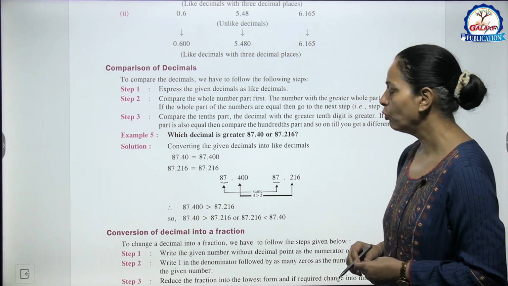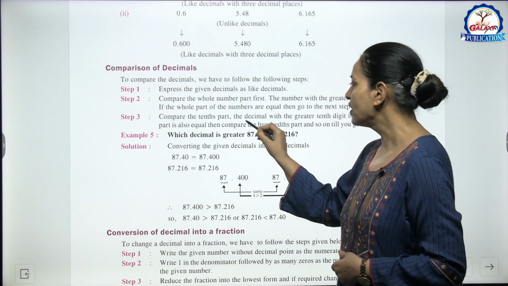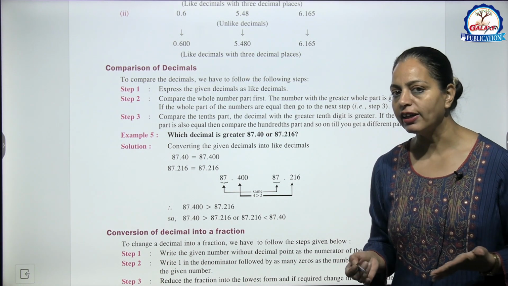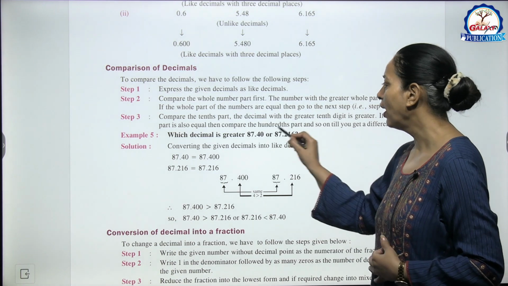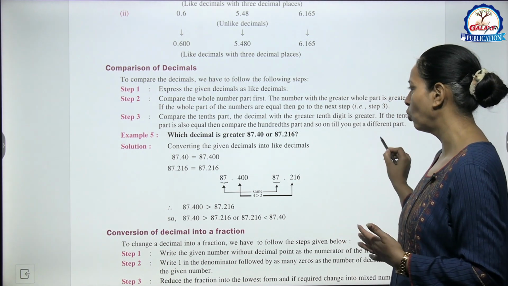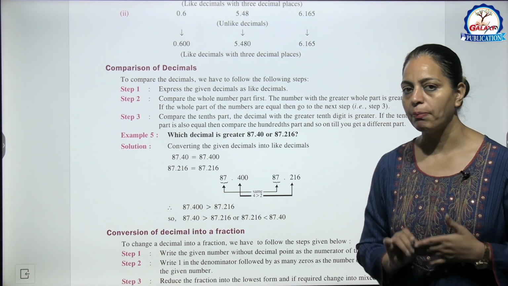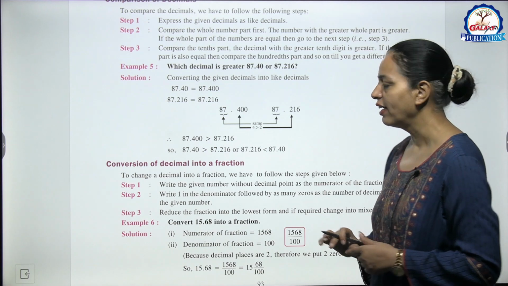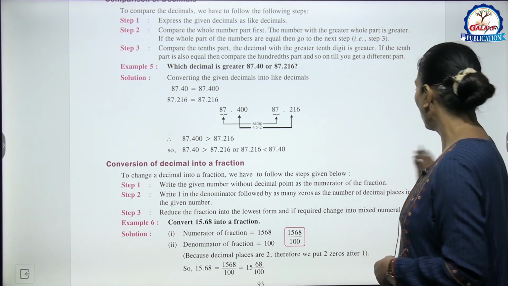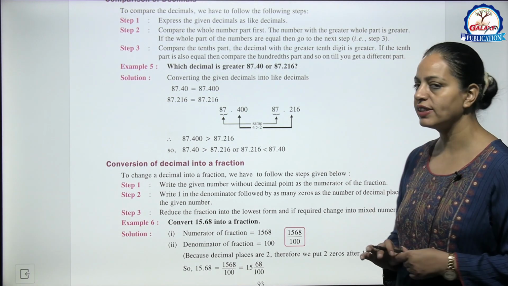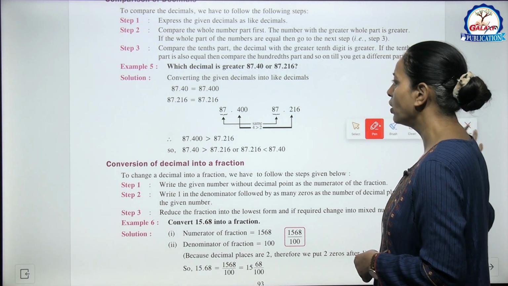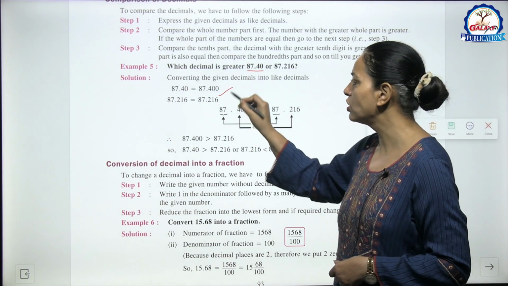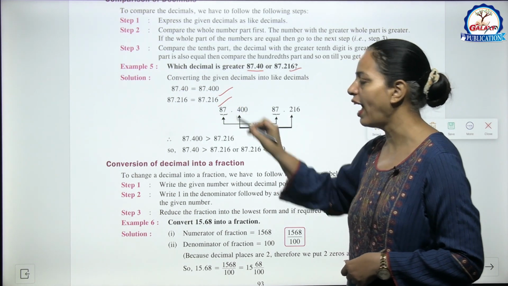Okay, now step 3, compare the 10th part. The decimal with the greater 10th part is greater. If the 10th part is also equal, then compare 100th part and so on till you get a different part. Okay, see example 5. Which decimal is greater, 87.40 or 87.216? So first of all, convert into like decimals. ये क्या बन जाएगा, 87.400 and this one as it is.